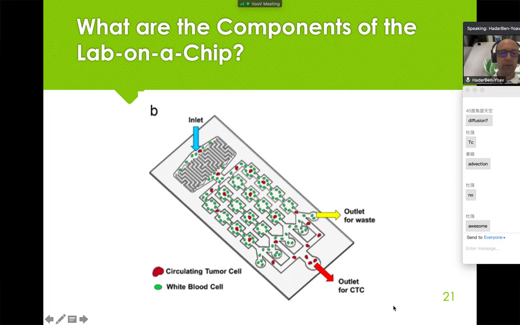So again, you get a mixture of CTCs and white blood cells. You go into a series of chambers, and we're going to understand exactly how it happens, where eventually the white blood cells go into the small chambers and the CTCs continue and go into the bigger channel, into the outlet. So any questions about the components of the lab on a chip? Okay, so let's continue.